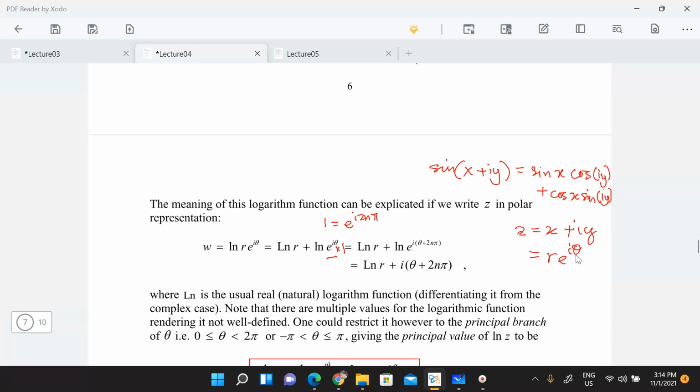Okay, so one has to look at those properties, and if you do that, then this doesn't just give you iθ, but it gives you iθ plus 2nπ. Okay, it's a multi-valued property, because there will be different values of theta possible.